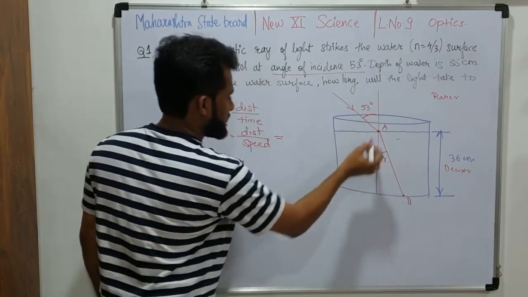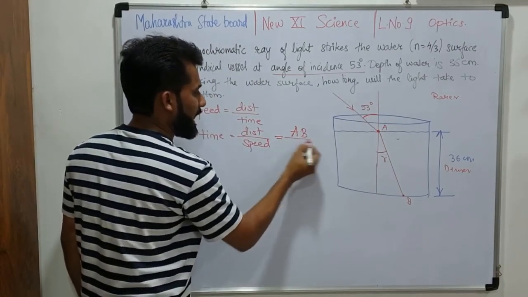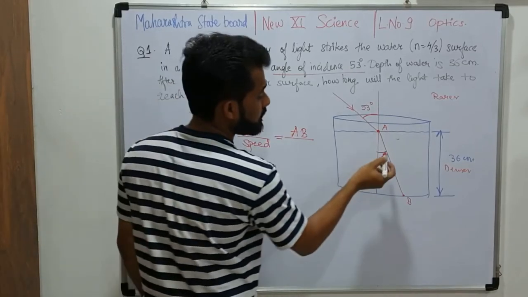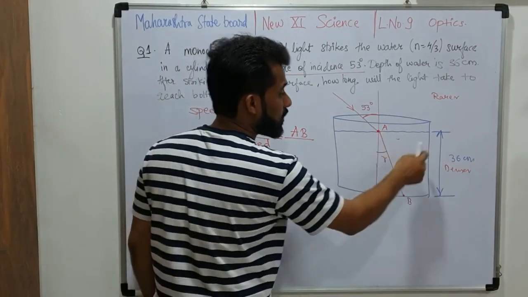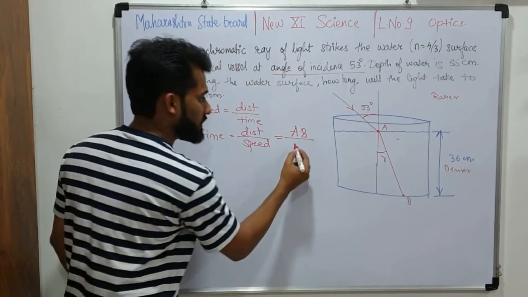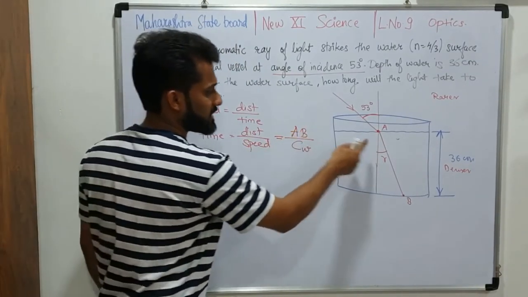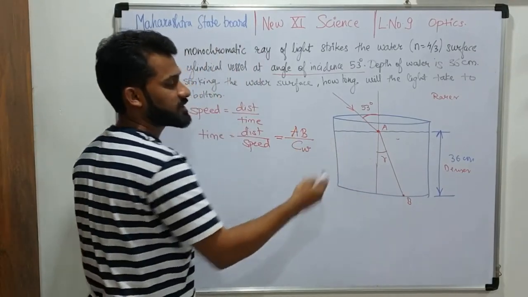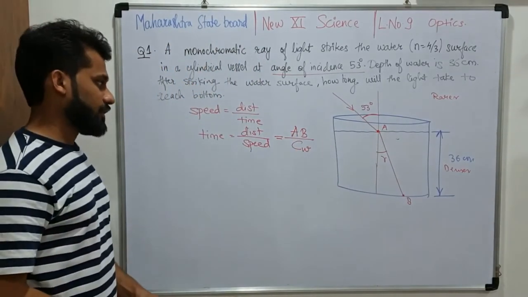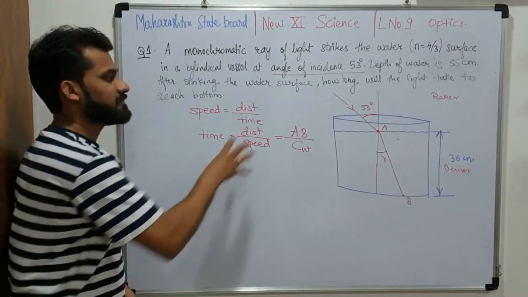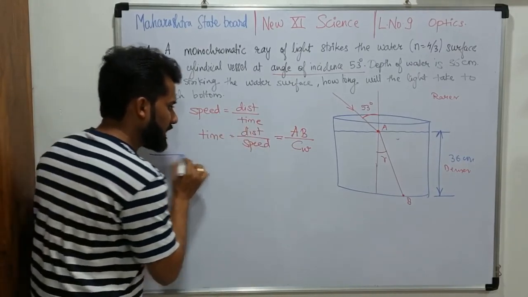What is the value of distance? The distance is AB, and the speed that I have to consider is the speed of light in water, in the second medium. So, time equals AB upon c_w, the speed in water. Now, in this case, we don't know the value of AB, and we also don't know the speed of light in water. So, for that, I will solve them separately and then finally put them in this formula. So, let us see.